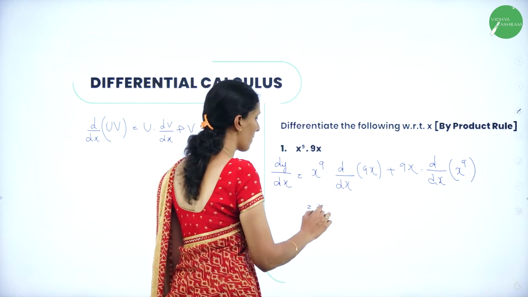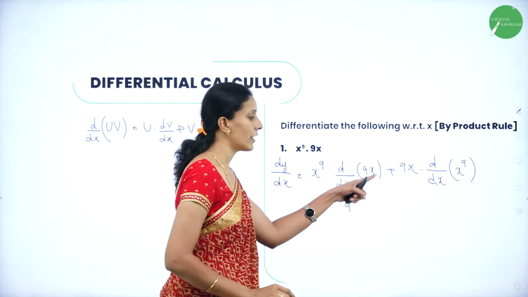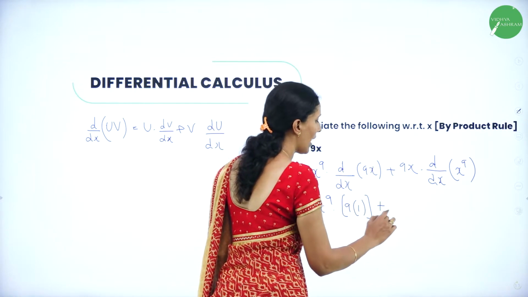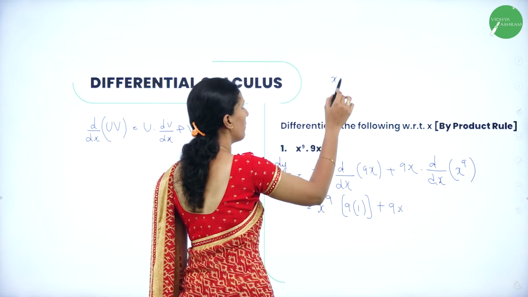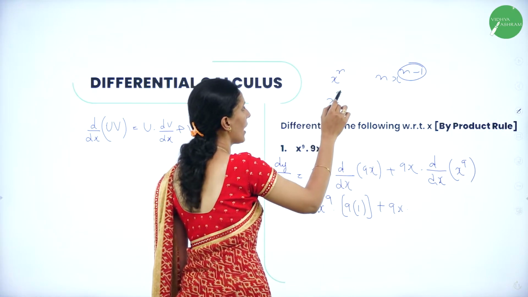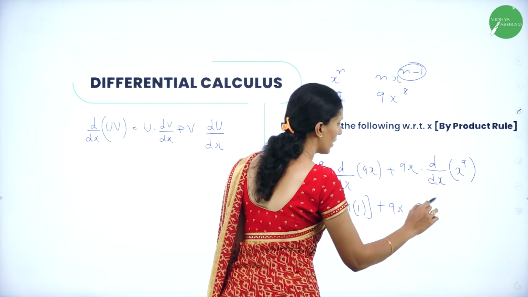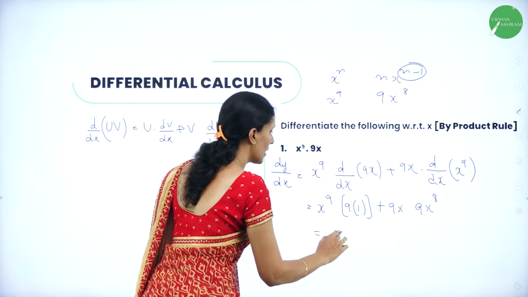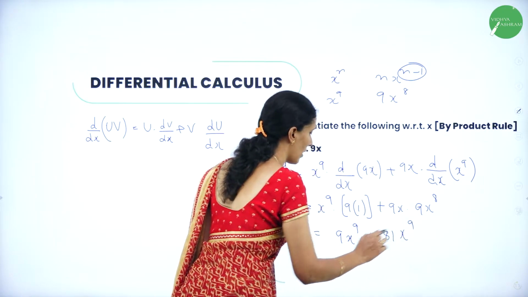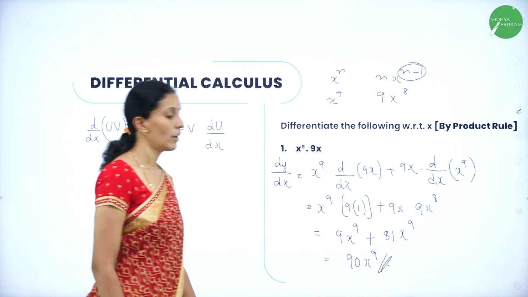Now I'll write as it is. Here we have 9 into x. When you have any constant, write the constant as it is. Derivative of x is 1. So it is 9 into 1. Next here we have x power 9. If you have x power n, the derivative is n into x power n minus 1. The power decreases by 1. So if it is x power 9, then it is 9 into x power 8. So here it is 9 into x to the power 8. Now multiply: here it is 9 x power 9 plus 81 x power 9. So 9 x power 9 plus 81 x power 9 becomes 90 x power 9. This is the derivative of the given function.